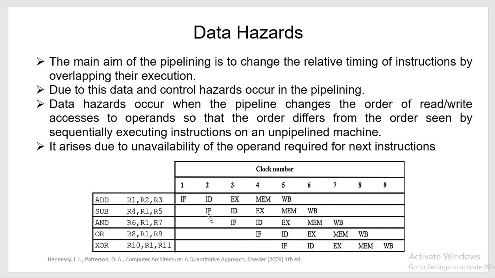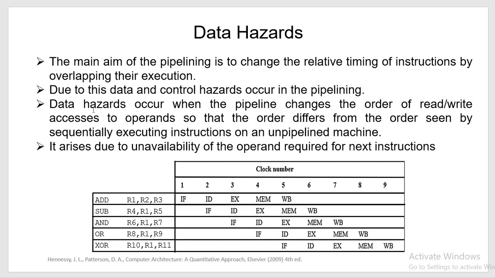That is why it is called overlapping of the execution of different instructions. Due to this overlapping, one part of one instruction is performing one operation, and at the same time another part of another instruction is performing another operation. Due to this, data and control hazards will occur in the pipeline.